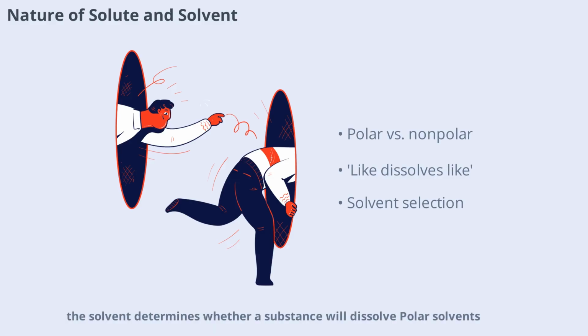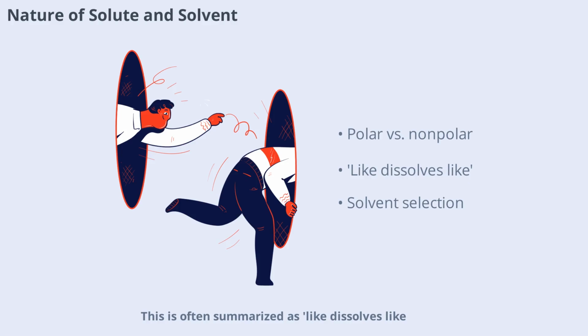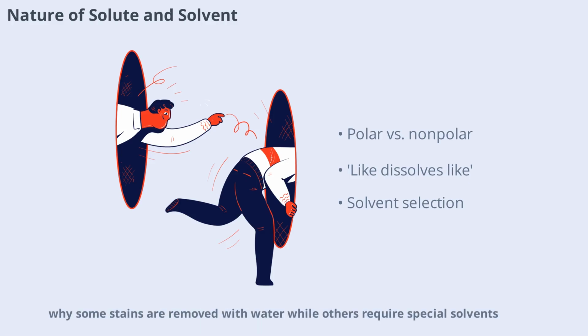The chemical nature of both the solute and the solvent determines whether a substance will dissolve. Polar solvents like water dissolve polar solutes such as salt or sugar. Nonpolar solvents like oil dissolve nonpolar substances such as grease. This is often summarized as "like dissolves like." Understanding this concept helps explain why some stains are removed with water, while others require special solvents.